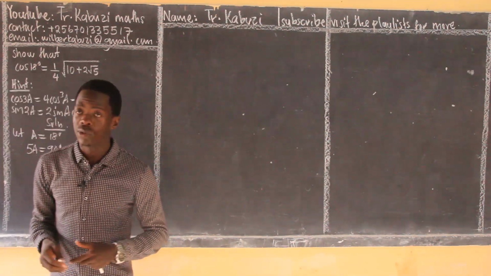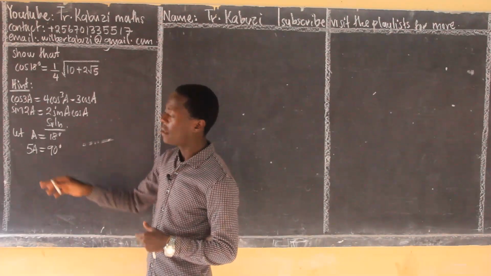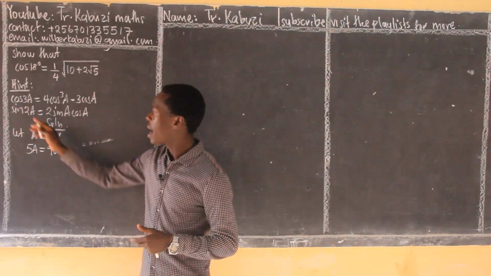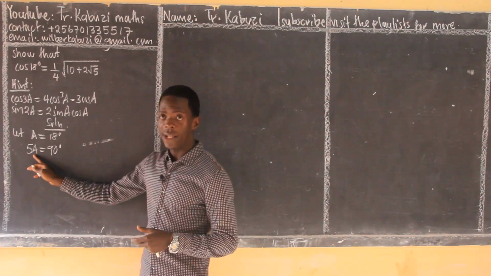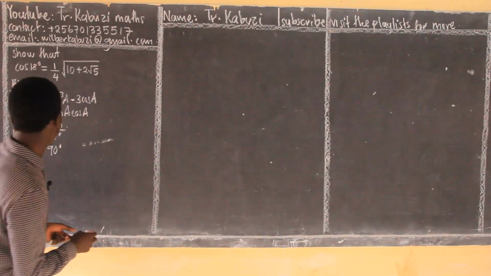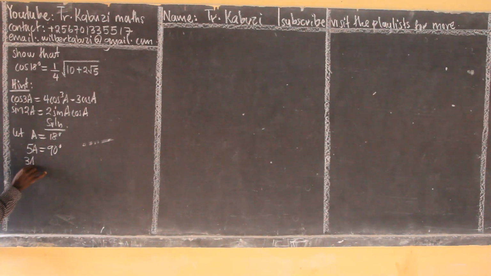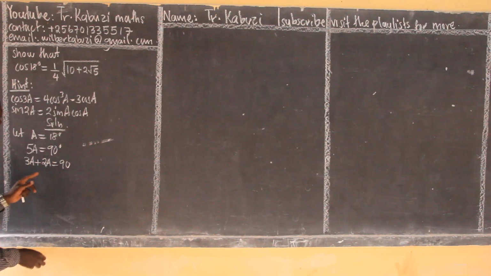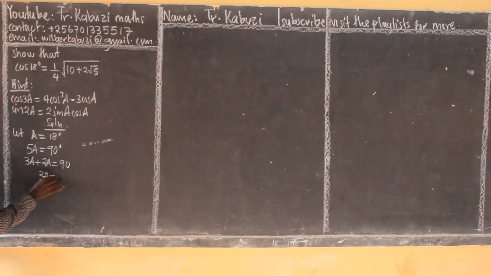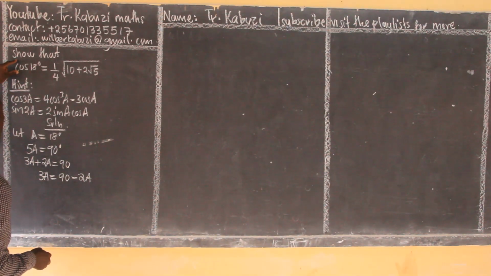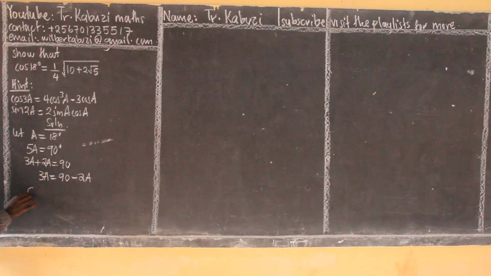From there now I need to break them in. I need to break this 5A into two parts, 3A and then 2A. I think you can see it there. So now my 5A is the same as 3A plus 2A, equal to 90. Then I can make one the subject, either by taking this side or this side. So if I make 3A the subject, 3A equals 90 minus 2A. Because I am interested in cos, I can introduce cos both sides.